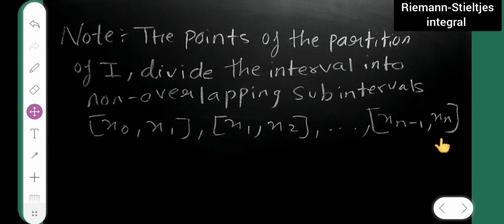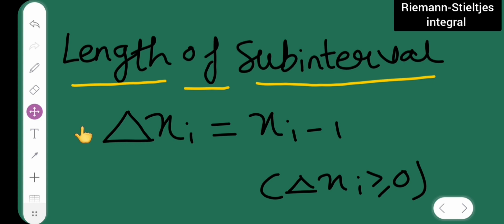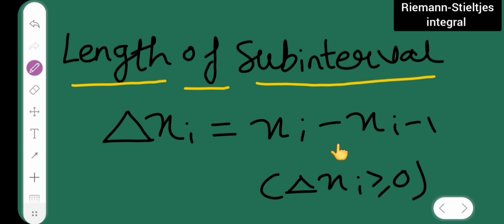So now let us see the length of a subinterval. It is denoted by delta xi, which is equal to xi minus xi-1. Let's do some changes. Here it is xi minus xi-1. Difference it is, where delta xi is greater than or equal to 0.